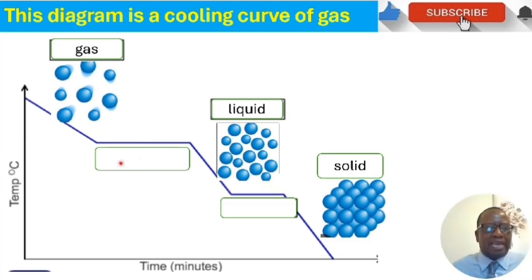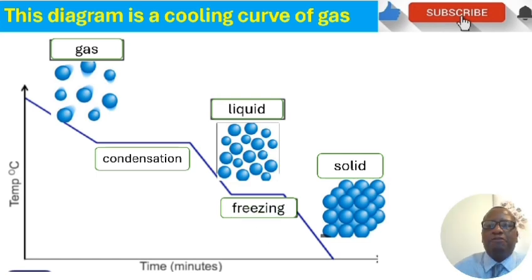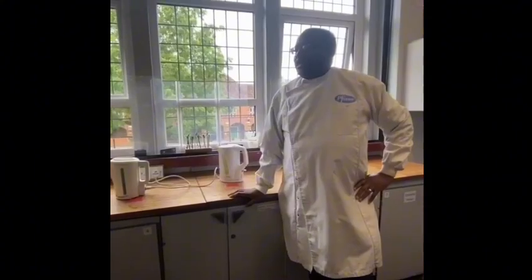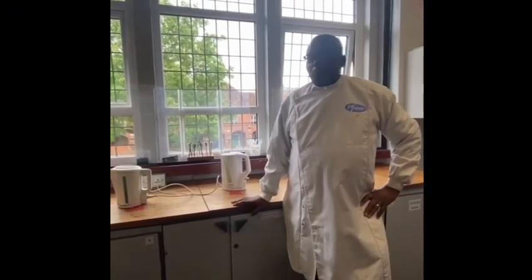What's happening there between the gas and the liquid? That's a change of state. That's condensation. And what's happening between liquid and solid? That's another change of state. That's freezing. Well done. Right, we have all done three states of matter, haven't we?